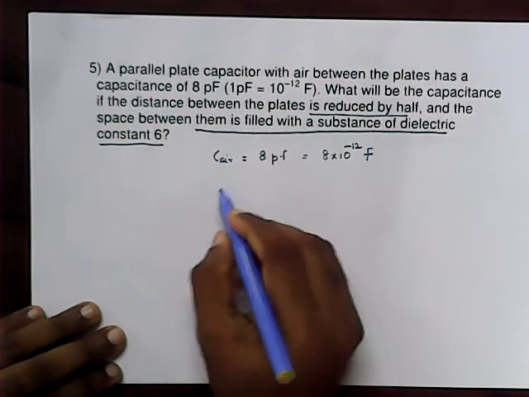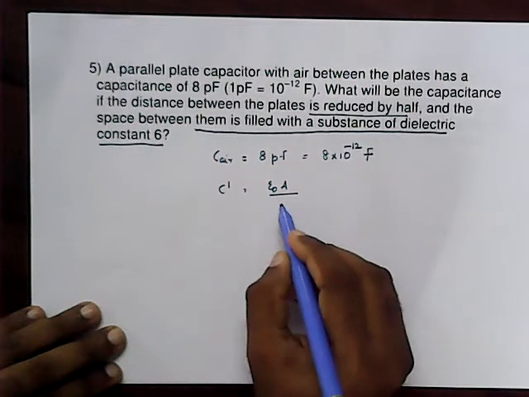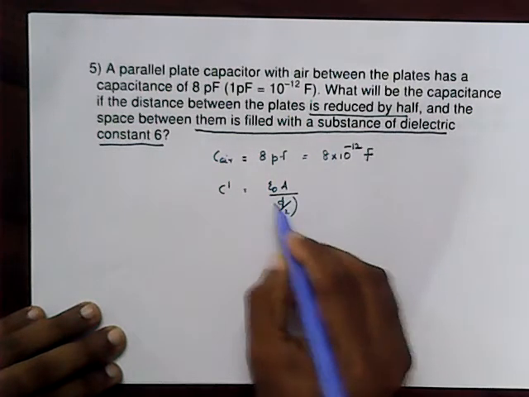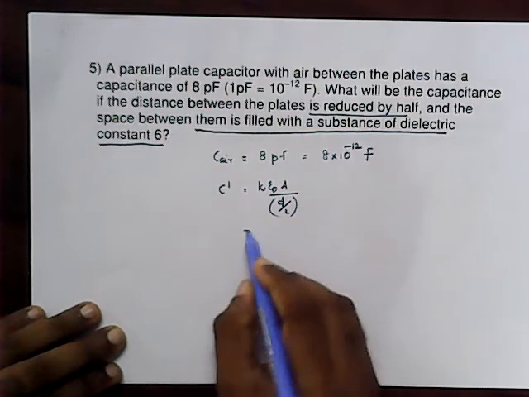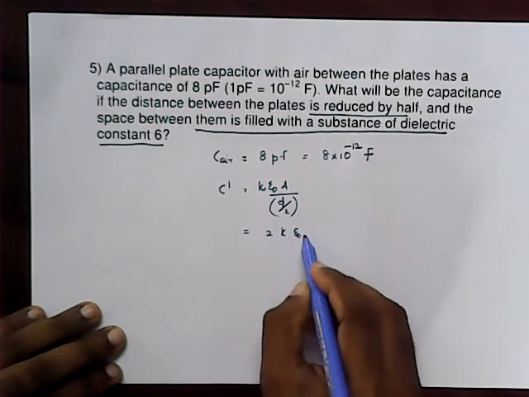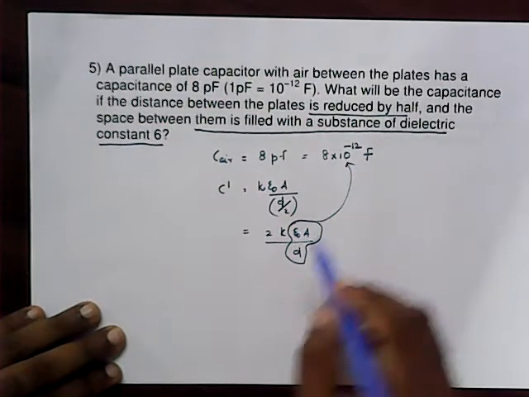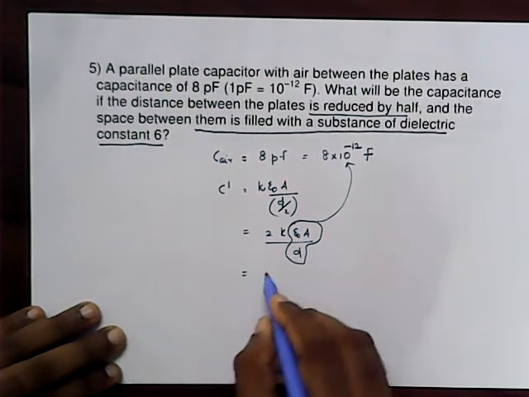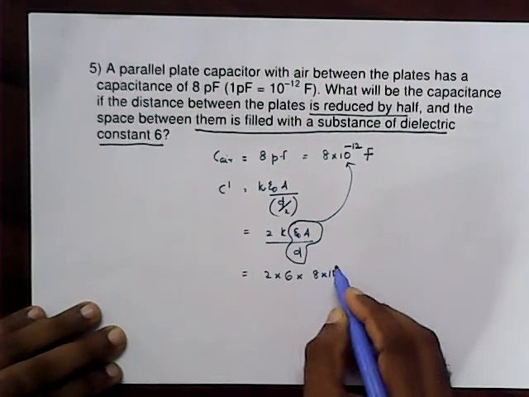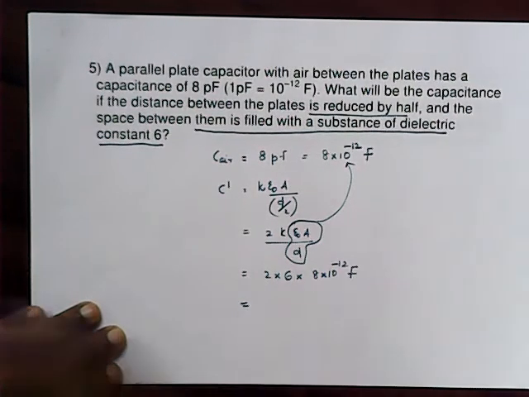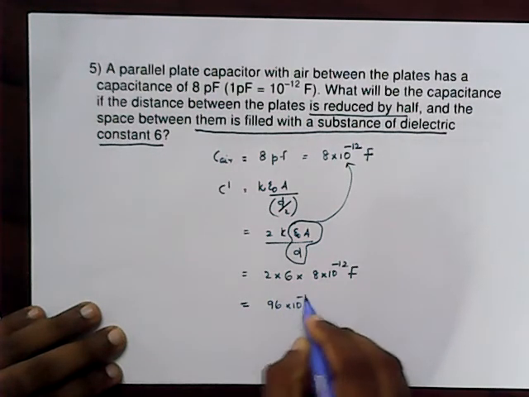But what happens if the gap is reduced by half and is filled with a dielectric constant of 6? You get the value as 2K epsilon 0 A by d. Epsilon 0 A by d is what? That is 8 into 10 raised to minus 12. So we can write it as 2 into the dielectric constant 6 into 8 into 10 raised to minus 12 farad. So multiplying, you get the answer as 96 into 10 raised to minus 12 farad.